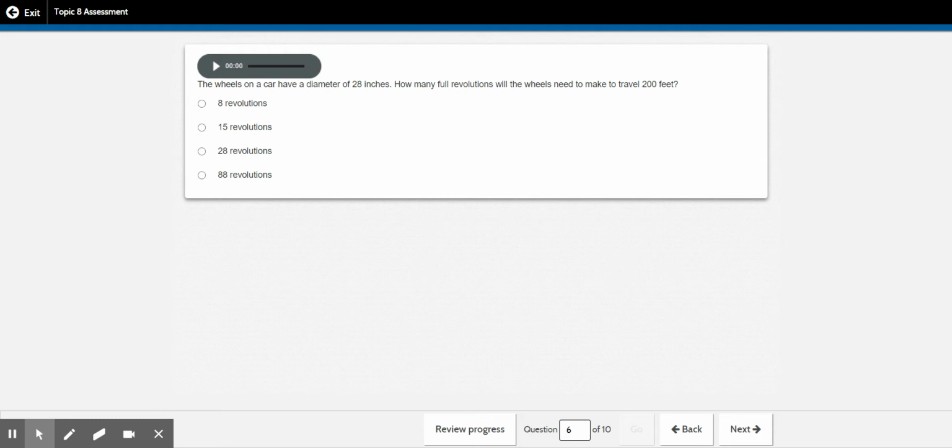I know it says assessment, but this is really just kind of a review for you guys. The wheels on a car have a diameter of 28 inches. How many full revolutions will the wheels need to make to travel 200 feet?